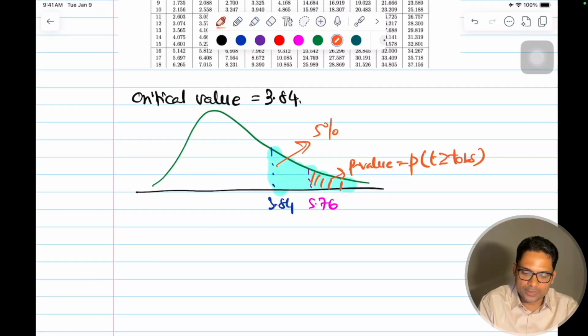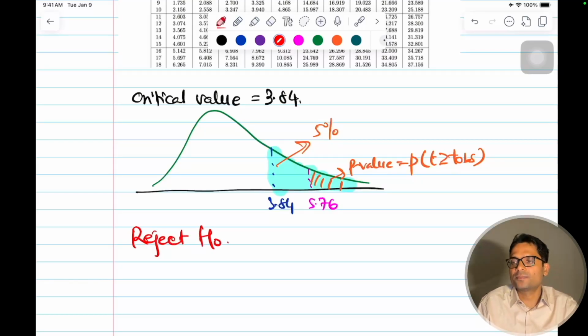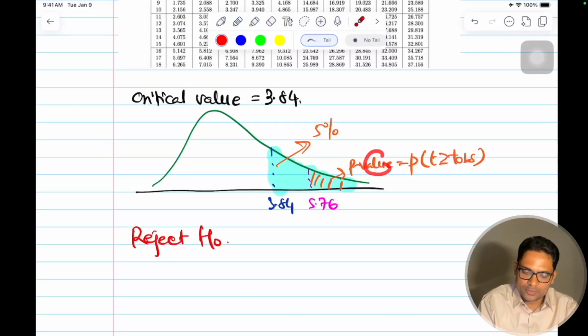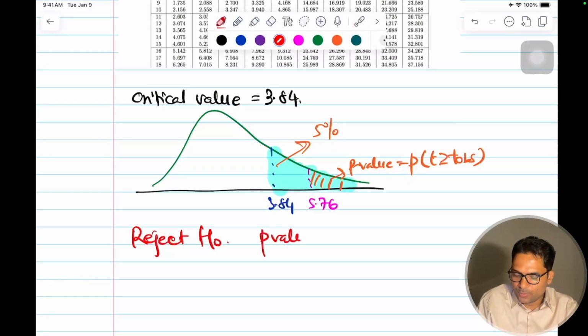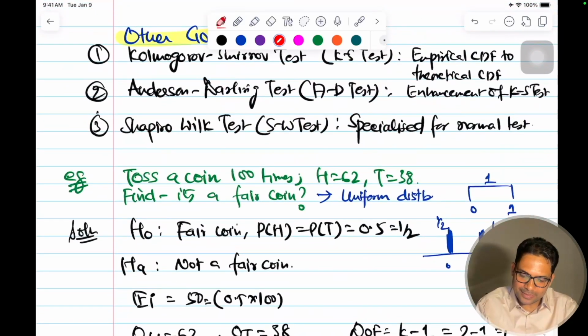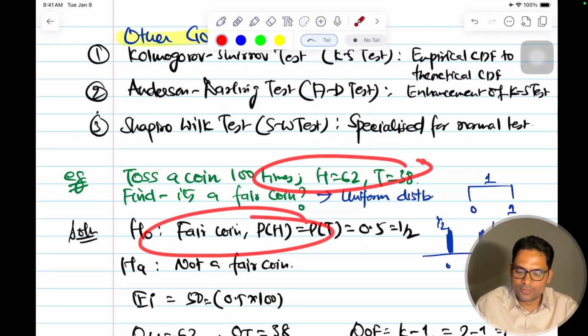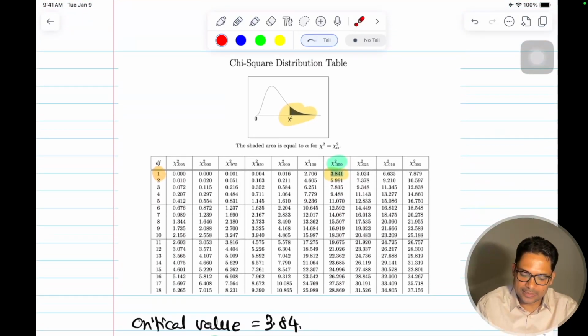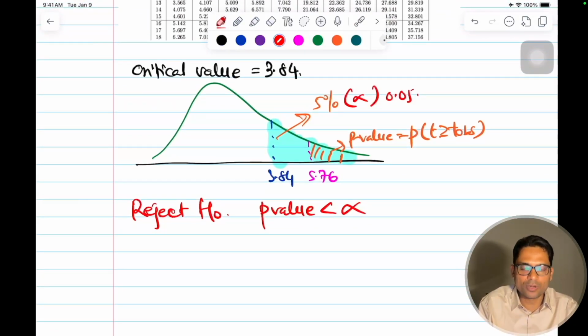So what we will do is reject the null hypothesis, because my p-value is less than alpha, which is 0.05. What was my null hypothesis? That the coin is fair. But from the observation and whatever the chi-square test says, we reject the null hypothesis and accept the alternate hypothesis that the coin is biased. It is not fair.